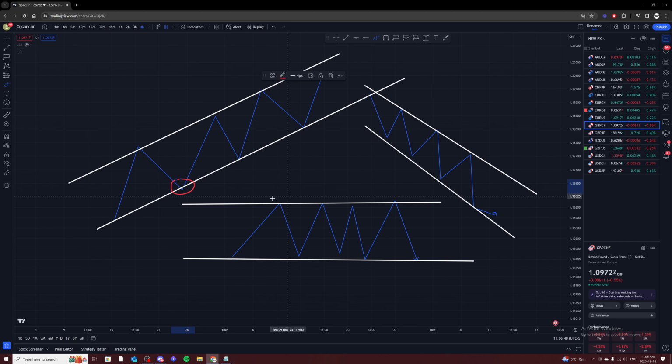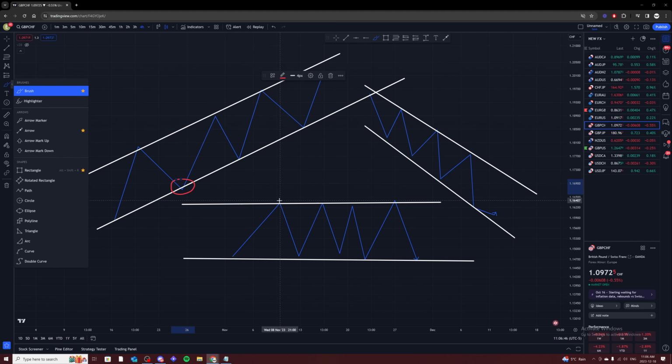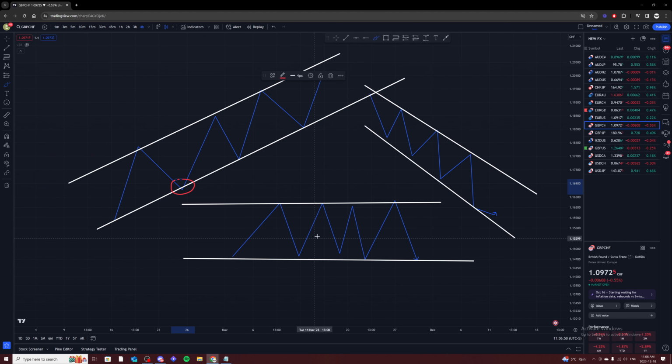So let's take a look at the sideways market. We see that every single time the price goes up, touches this area, and then drops back down, it's very likely that the next time the price touches this area, it's going to drop back down again, guys. And that's what we want to look for.